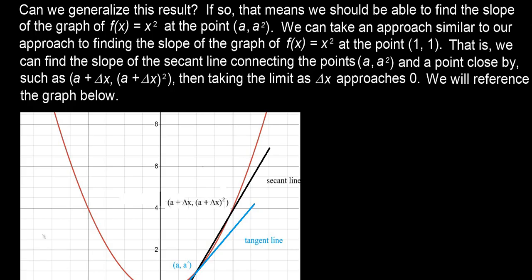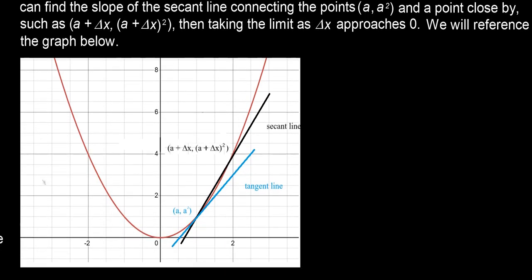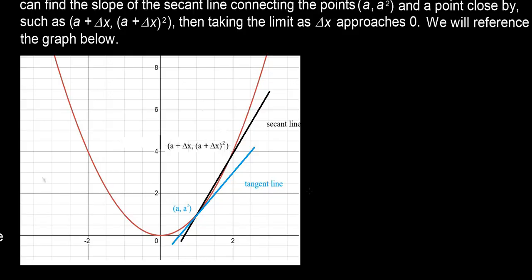We will take our point of interest being a comma a squared, and we'll pick a point that's ideally not too far away, like the point a plus delta x comma a plus delta x, the quantity squared. We'll take that point and then get the slope, in this case, of the black secant line. So the slope of the graph at a comma a squared is the same as the slope of that blue tangent line. We're going to take the slope of the secant line, but then find the limit again as delta x goes to 0 and see what we get. So let's give that a shot.